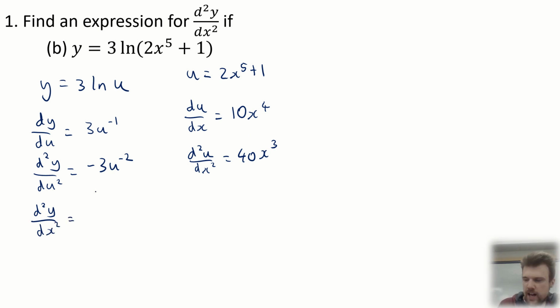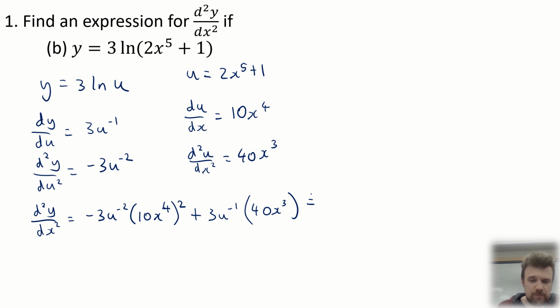So therefore we have d squared y over du squared, so it's that thing, times by du over dx all squared. So it's that. And then we have plus dy du, which is 3u to the power minus 1. And then we're timesing that by the second derivative of u with respect to x. That's 40x cubed. Of course, now we're going to do some simplification after that.